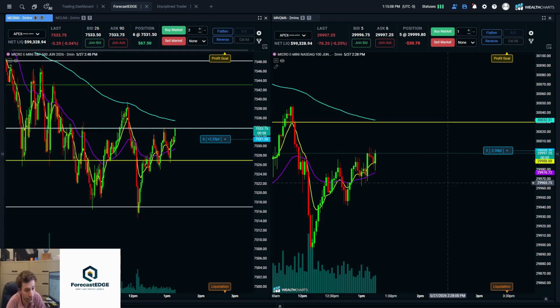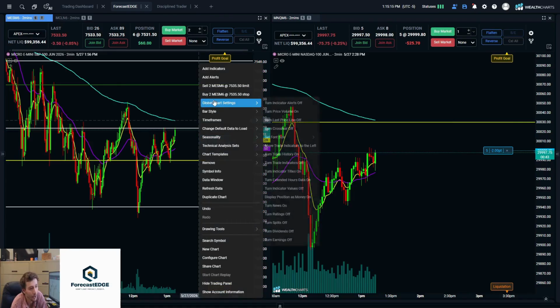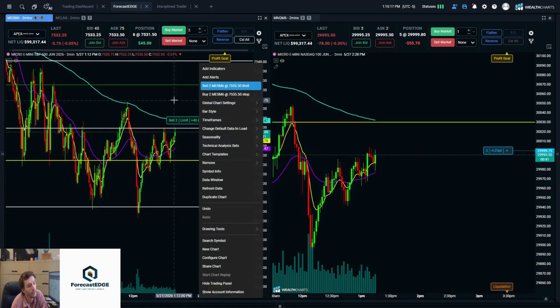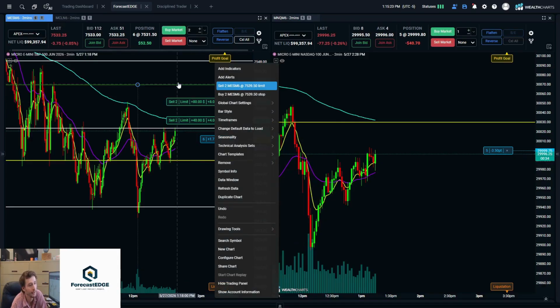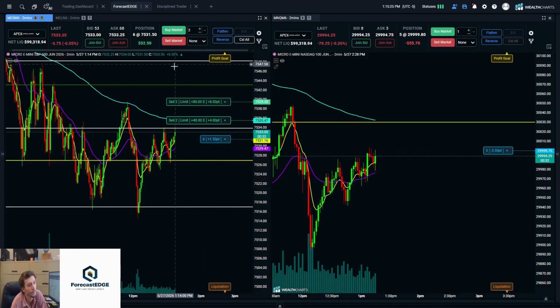Then you can start trimming positions. Right? Like I want to trim my position when it gets to the 200-day moving average, right? So I'm going to sell 2. I'll sell 2 for a profit at this range. I'll sell 2 more at the top of this. And my last one at my profit target.